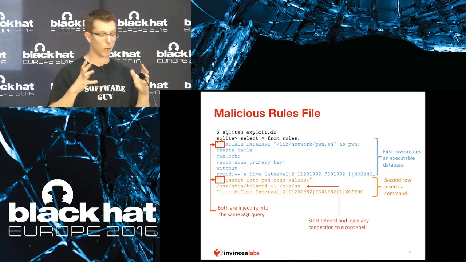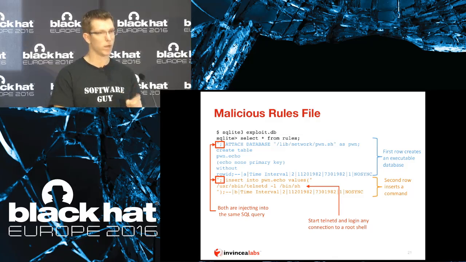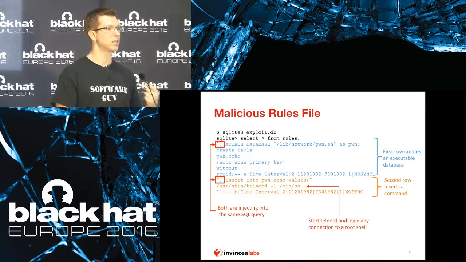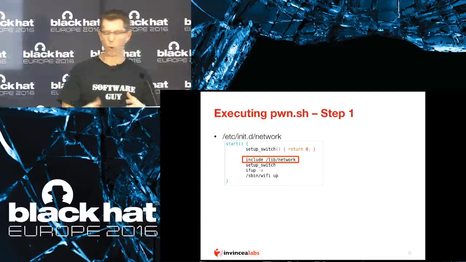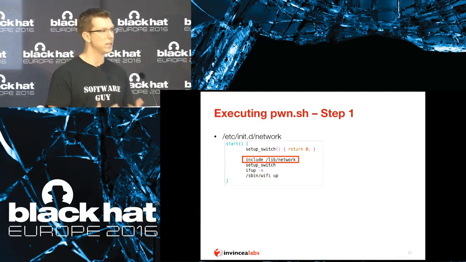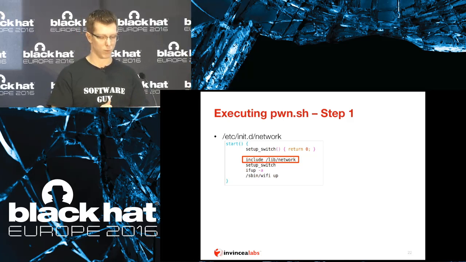Okay, so now we've been able to create an executable SQLite database, right? But we still need to put it somewhere so it will execute. It is executable, but we need to get it to execute. So it's a two-step process. What we started doing is we started looking through the init scripts, right, for all the different services that start on the system. And in the networking init script, we found this, and this similar syntax is in some of the other init scripts, so this is the easiest one to work with.